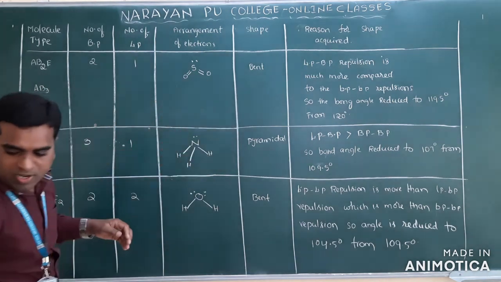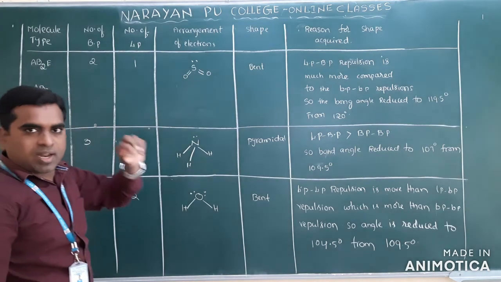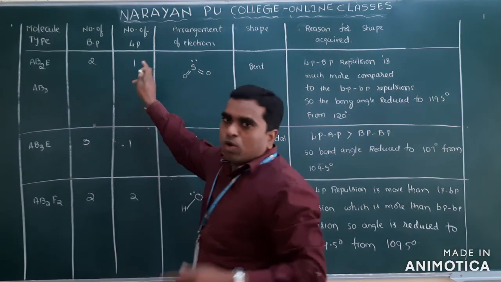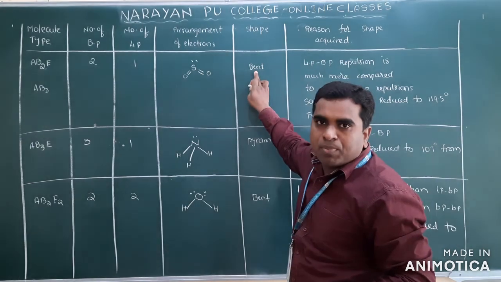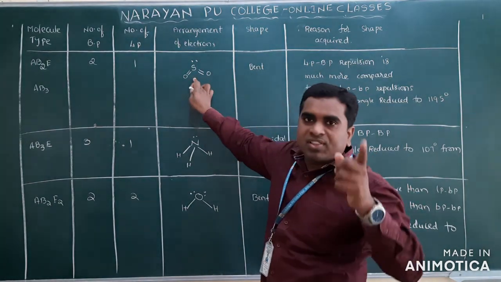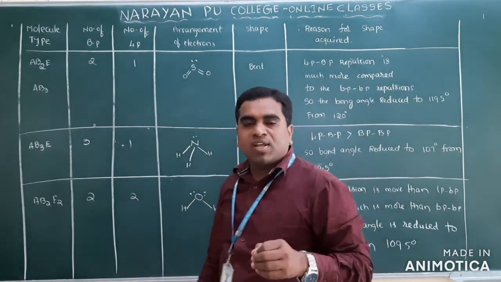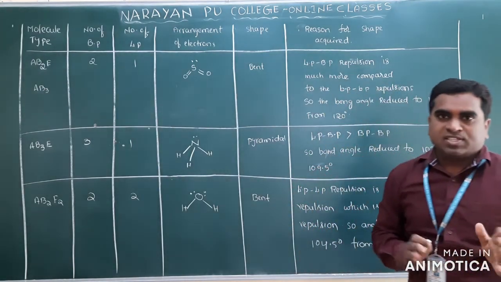Clear? See, I have already discussed AB2 here. A represents the central atom, B represents the surrounding atoms, and E represents the lone pairs. Clear? I already mentioned that. So now, with two bond pairs and one lone pair, I have given the shape of the molecule as bent. What examples have I given there? One of the examples is SO2 and another one is O3.